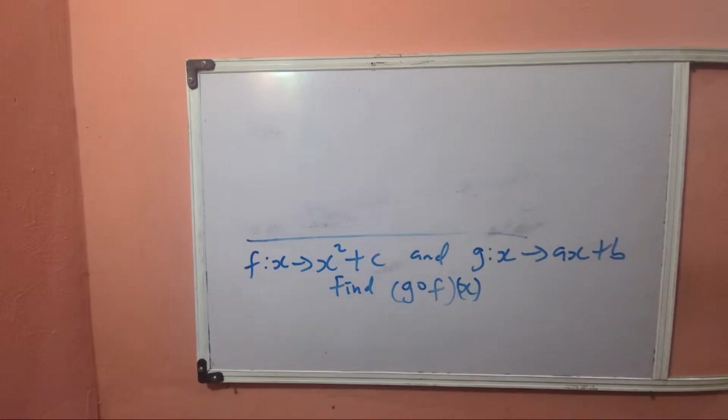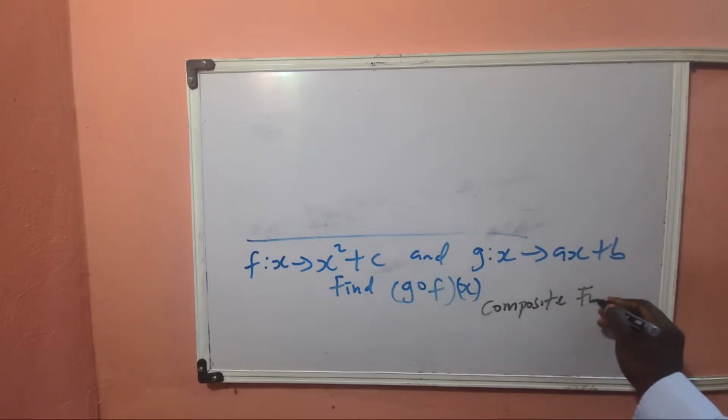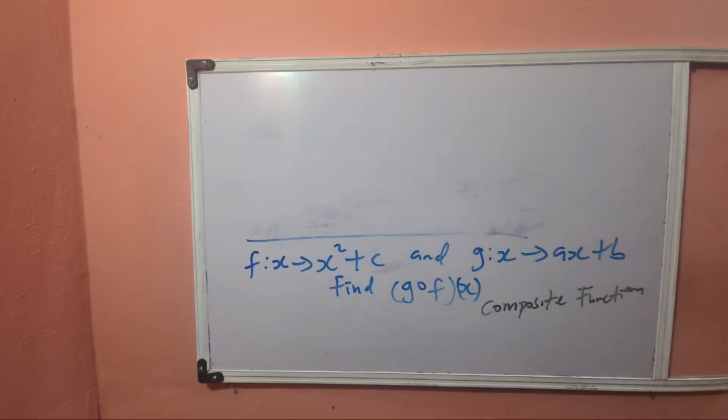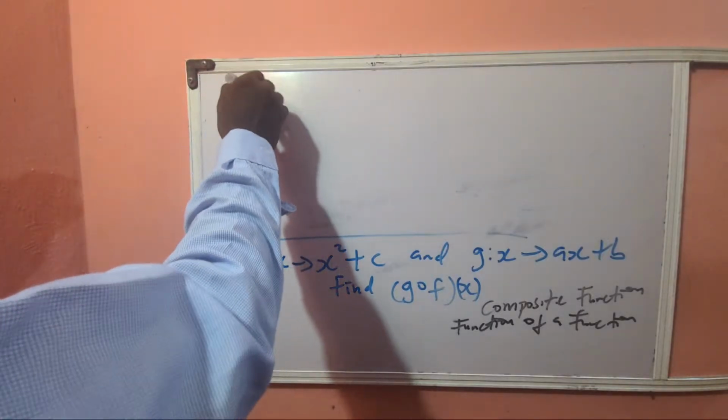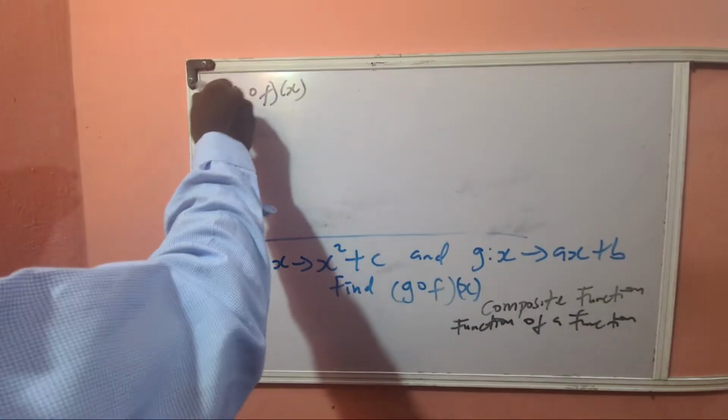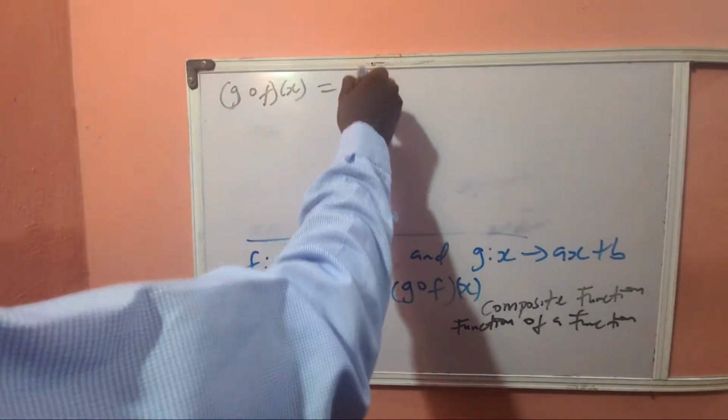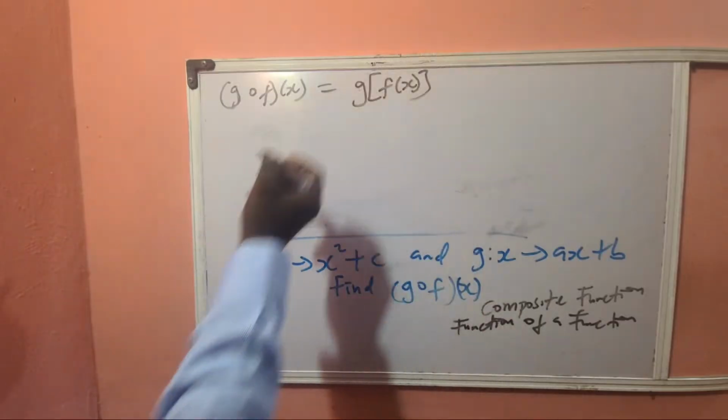All right, how do we solve this? This is an example on what we call composite function in mapping. Composite function. Some other people call it function of a function. In this case, when you see a question like this, g of f of x, this is the same thing as writing g of f of x.